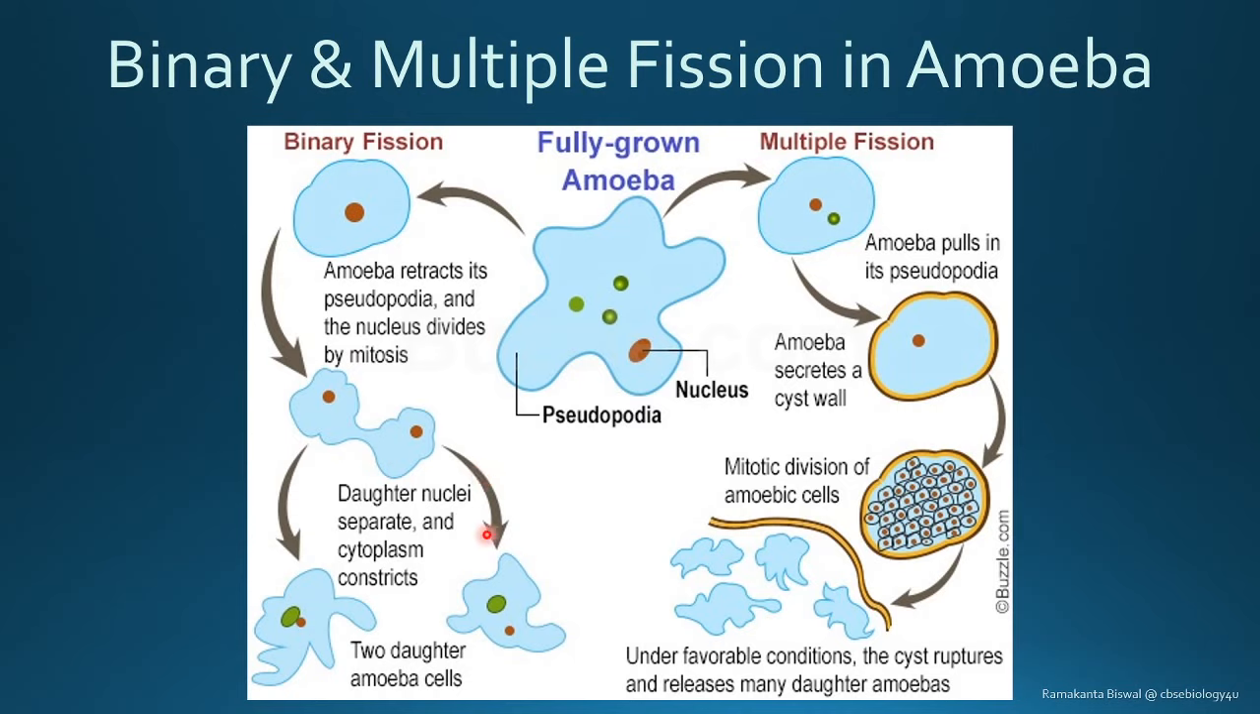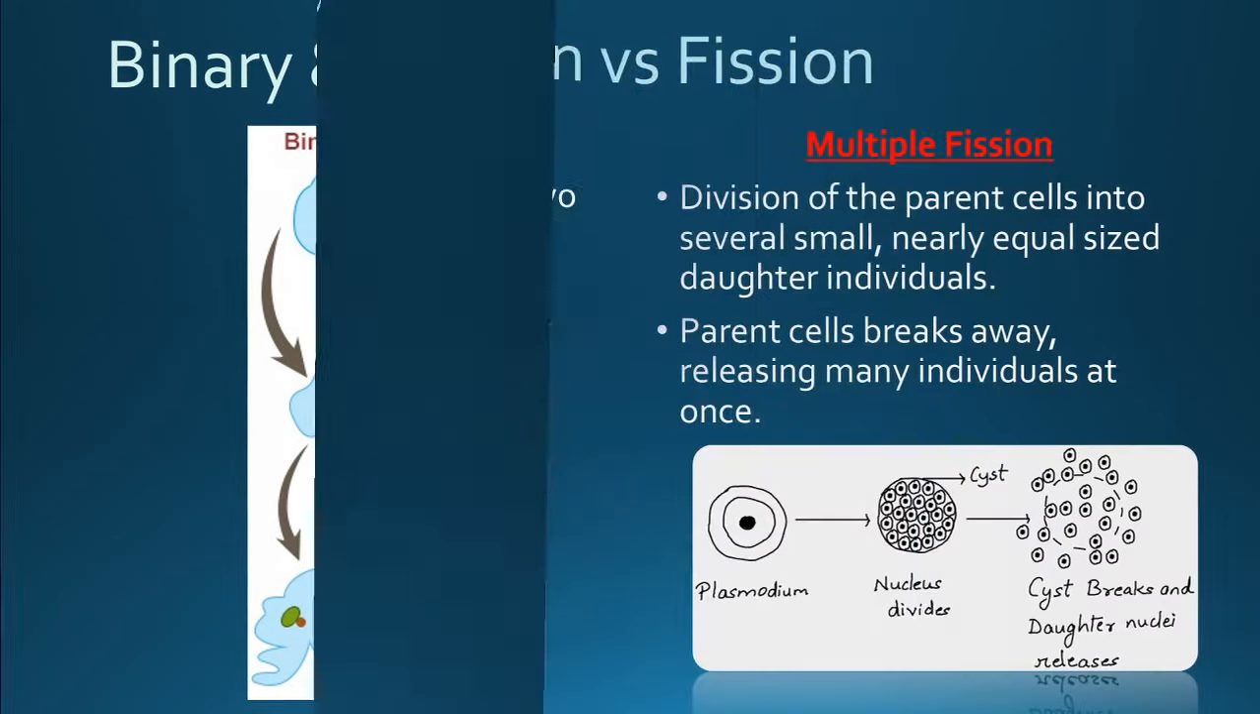Anyways, when they are under favorable condition, they go for binary fission, and when they are under unfavorable condition, they go for multiple fission. The amoeba pulls in the pseudopodia again and forms a cyst wall, and the cyst wall allows the amoeba cells to develop mitotically inside, and when it ruptures, it produces a number of pseudopodiospores and again daughter amoebas, as we talked about earlier.